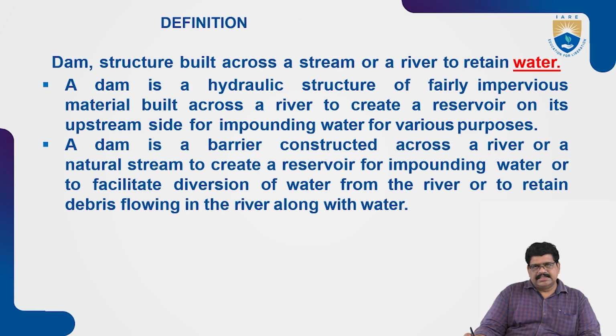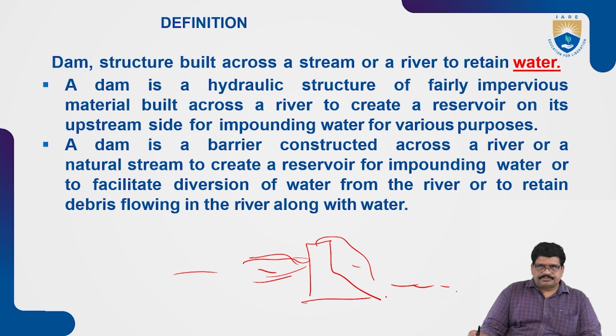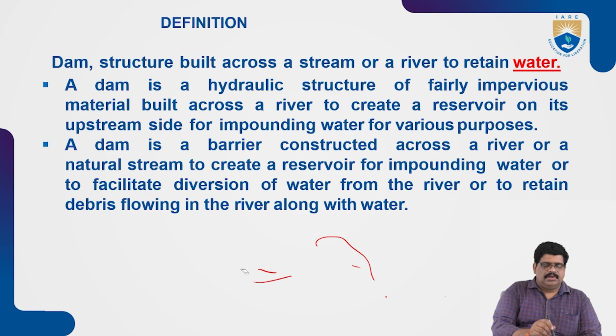So a dam is a barrier constructed across a river or natural stream to create a reservoir. Whenever it becomes storage of water, the water is stored on the upstream side and it can flow to the downstream side. This storage can be for irrigation purposes, domestic purposes, and navigation, like that. We will discuss it later. So the hydraulic structure constructed across the river, we call a dam.